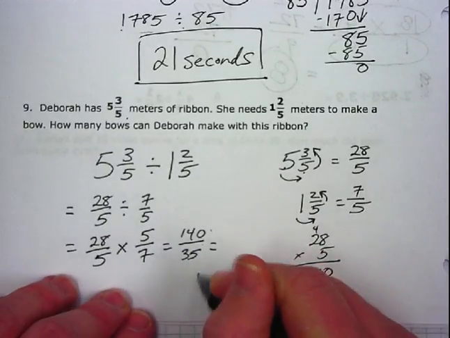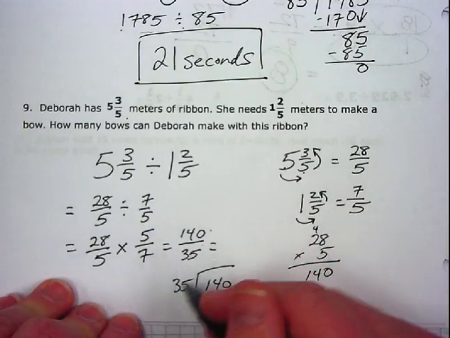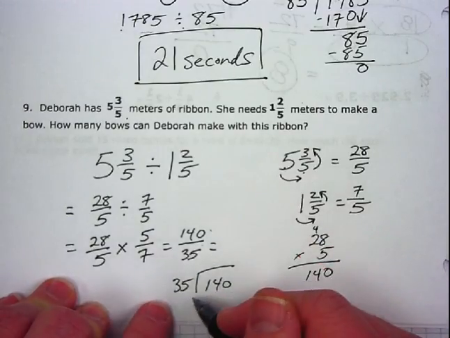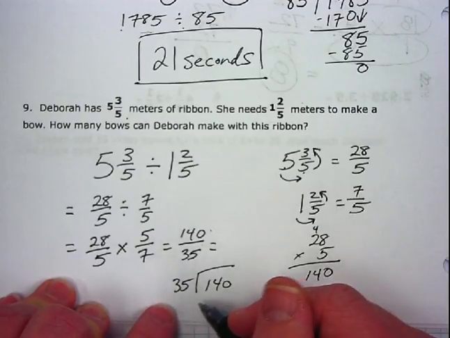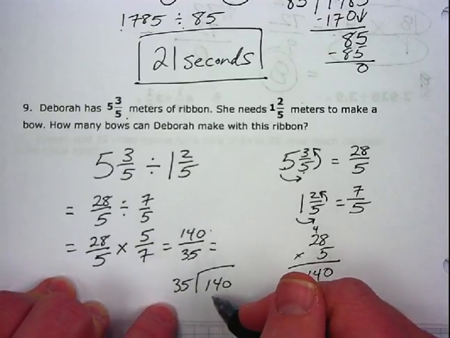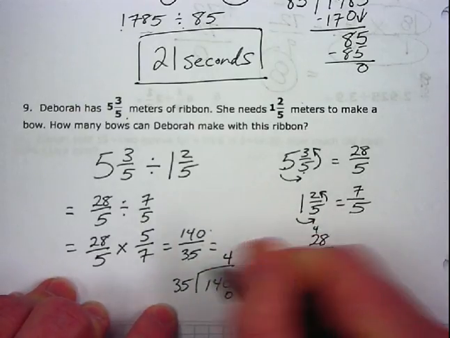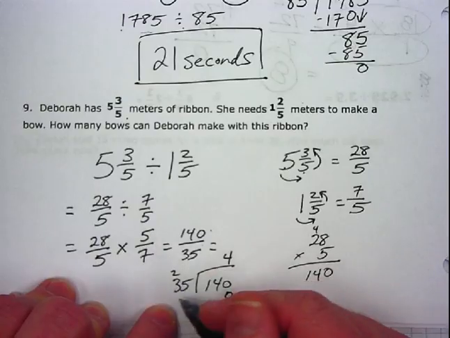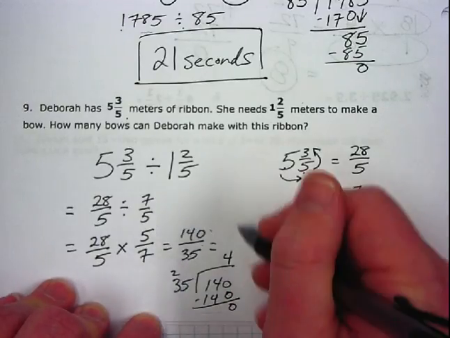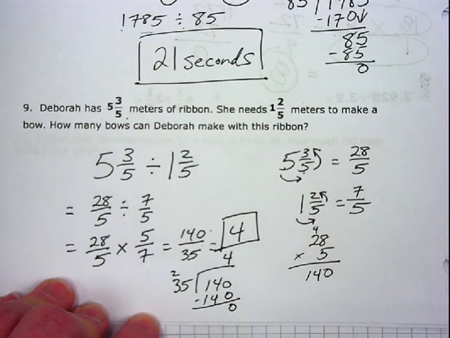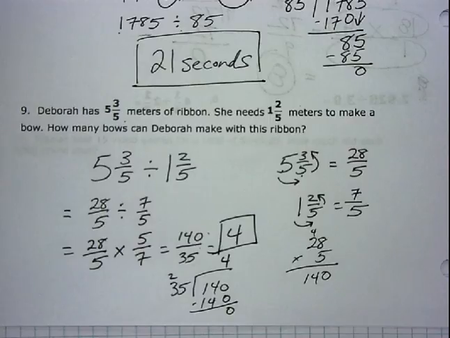140 divided by 35. Kind of running out of room here. I know that 30 goes into 140. Oh, that would be, I don't know. What do you think? 30 will go into 120 4 times. So that seems about right. So 4 times 5 is 20. Carry the 2. 4 times 3 is 12 plus 2. 140. There we go, evenly. So my answer would be 4. 4 meters. Oh, 4 bows.